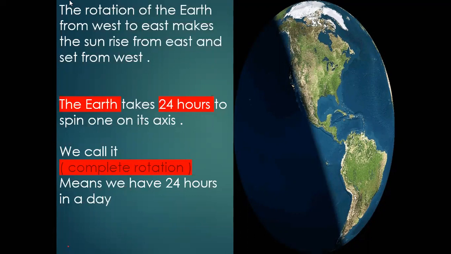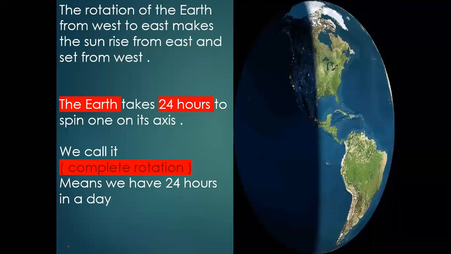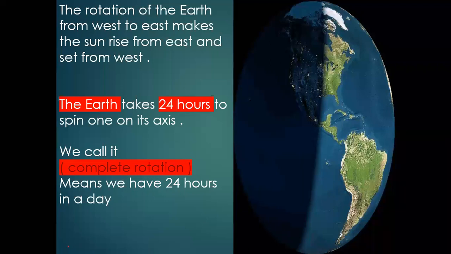Okay. The rotation of the earth from west to east makes the sun rise from east and set from west. Okay? Anyone have any question? No. Do you have any question? No. Okay, I will go back again.